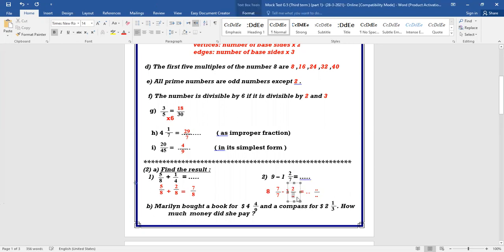Subtract now. Whole numbers first: 8 minus 1 equals 7. And then the fraction: 7 minus 2 equals 5. The denominator will be the same, 7. Thank you. Okay, the next one.